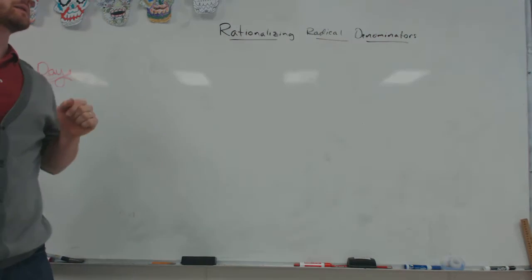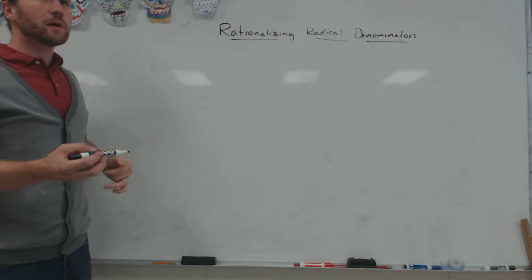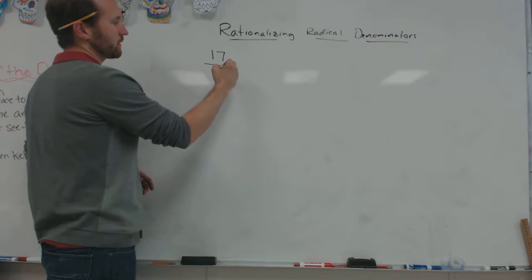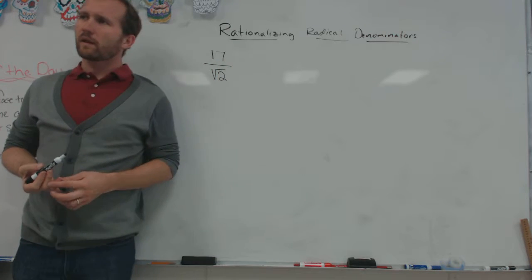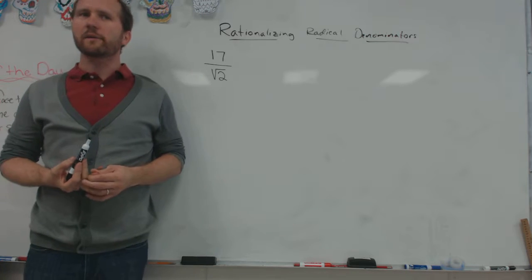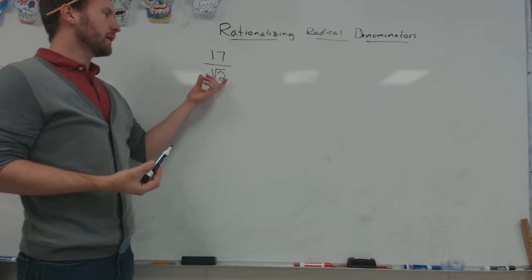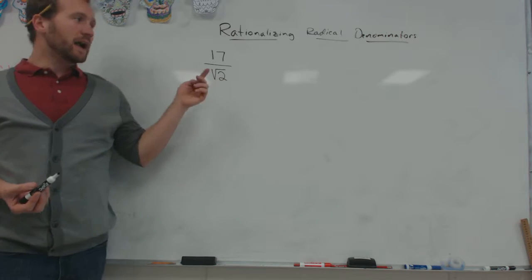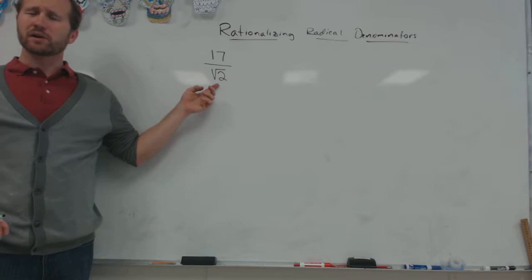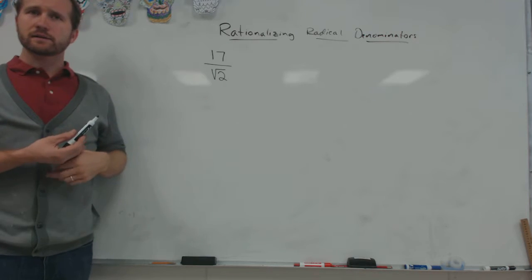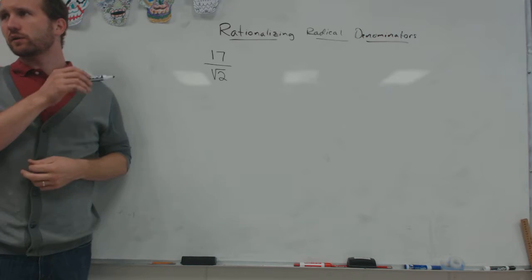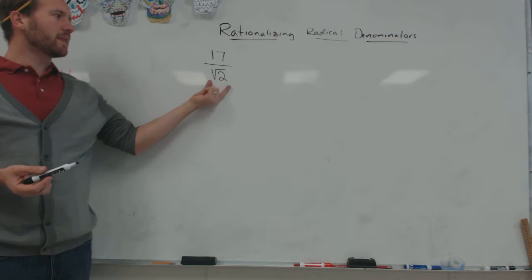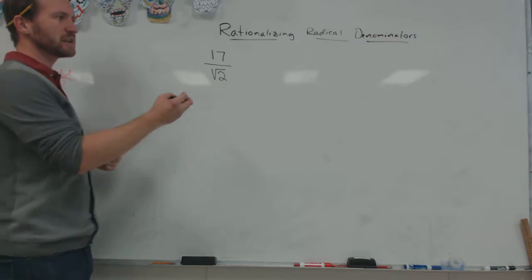Rationalizing radical denominators. When you have a problem like 17 over the square root of 2, there's kind of a convention. We're not going to go into why we do this or much explanation today, but the idea is we don't want our denominator to be irrational. A radical is an irrational number, right? It doesn't terminate. The square root of 2 goes on forever. It can't be written as a fraction, and so we don't want that in our denominator. Just trust me on that one for now.